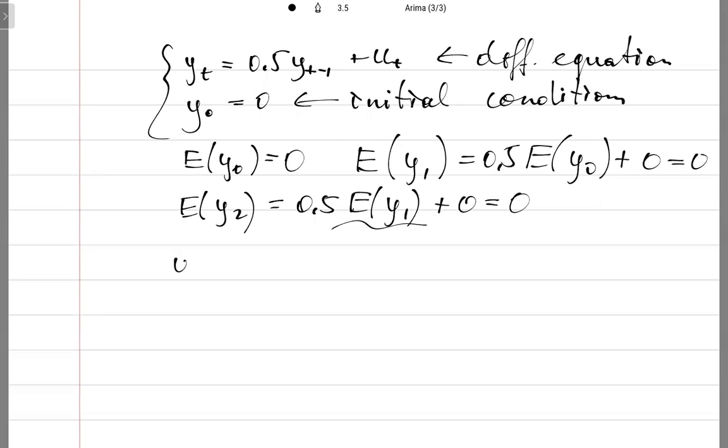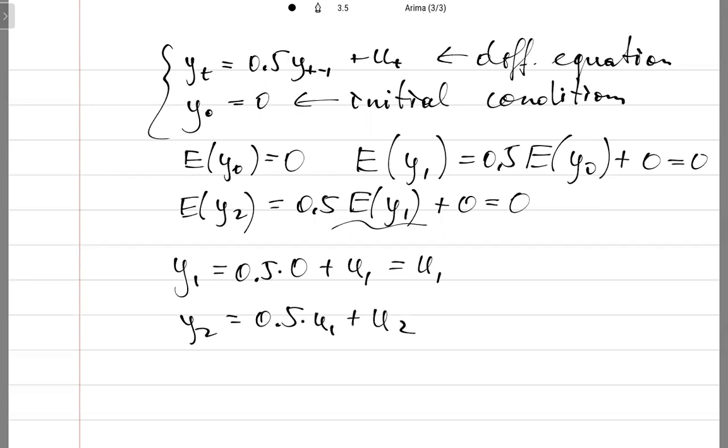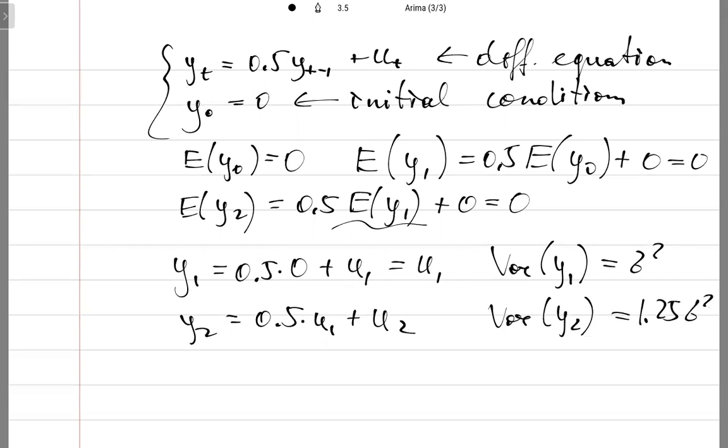And if I take y, let me check whether it's stationary. y1 is 0.5 times 0 plus u1, so u1. y2 is 0.5 times u1 plus u2. And if I check, the variance of y1 is sigma squared, and the variance of y2 is 1.25 sigma squared. Is my new process stationary?